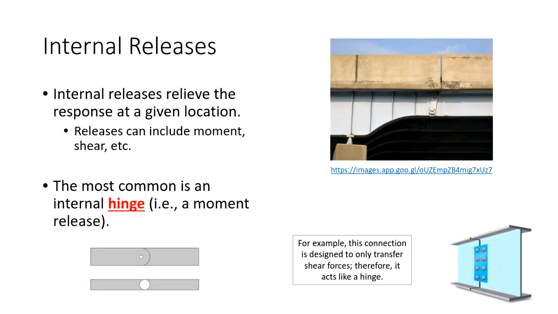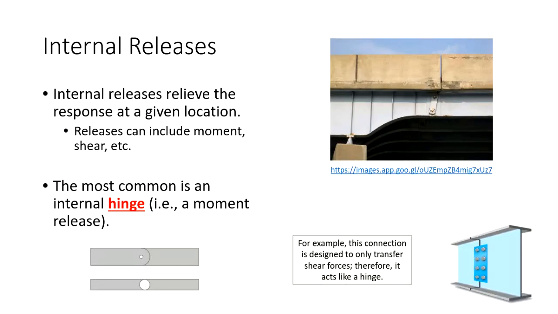We've got one other thing that we need to discuss, and that's an internal release. An internal release is basically a point in the structure where a particular response has been relieved. You can have a shear release, you could have an axial release. The most common release that we use is a moment release or a hinge. We've mentioned hinges before, but we haven't really dealt with them yet.